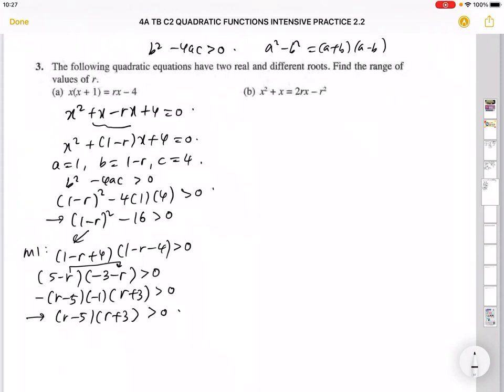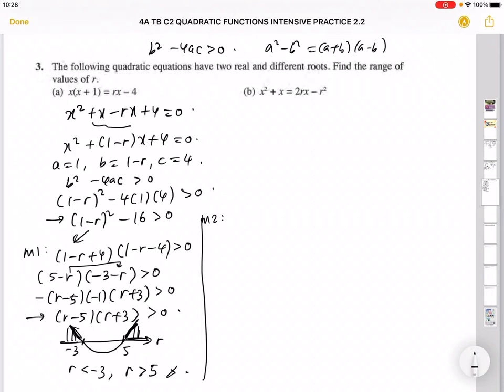And since you already learned how to sketch the graph of quadratic function, you know it looks like this. Your roots are minus 3 and 5. More than 0 means the region should be here and here. So just move it down, and then we know that r is less than negative 3 or r is more than 5.